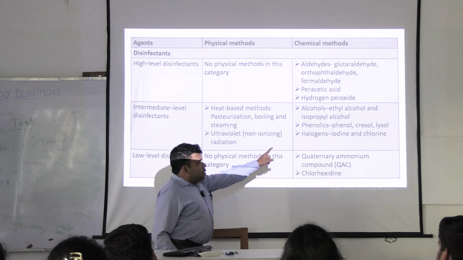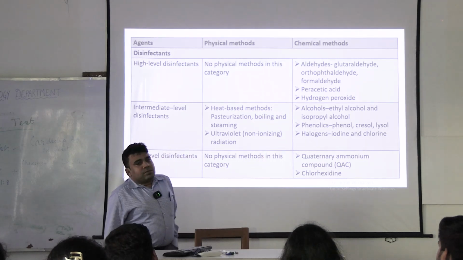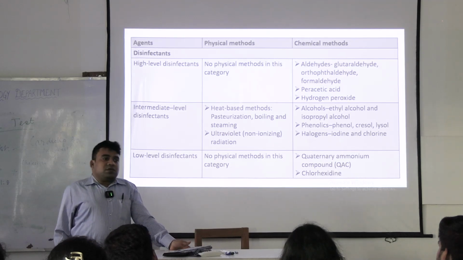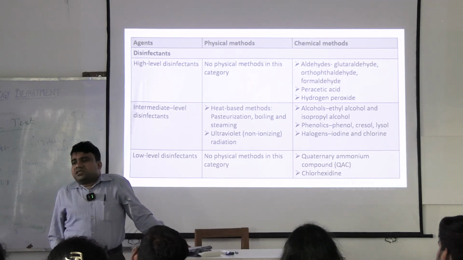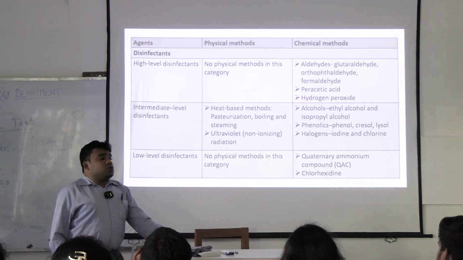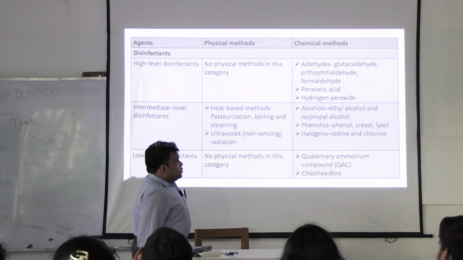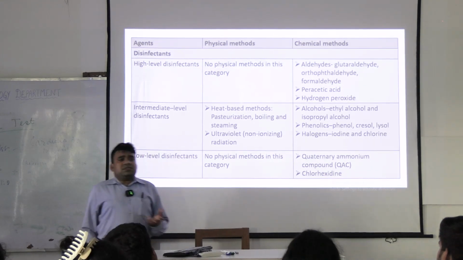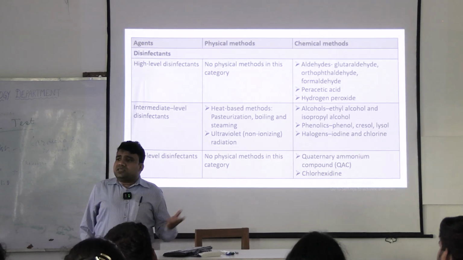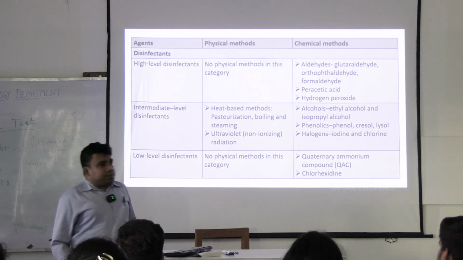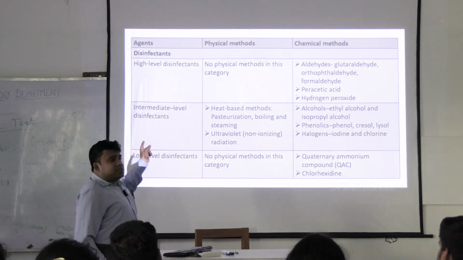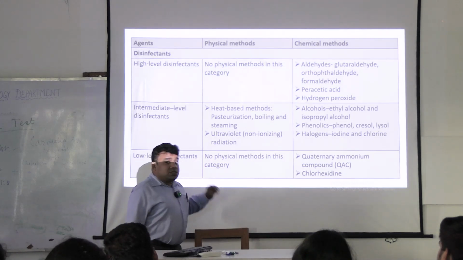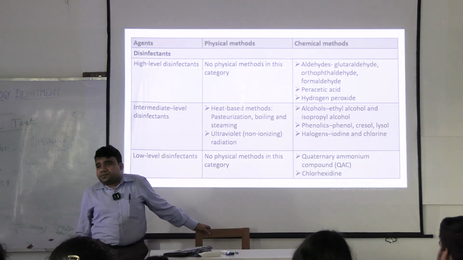More importantly, the alcohols that are used. If you remember, during the pandemic, the use of alcohol was promoted. The various types of alcohol, from isopropyl alcohol to absolute alcohol, are used. Then phenolics. Phenolics means agents containing phenols. Those are used to clean surfaces. It could be floor, walls, etc. They all comprise the intermediate level of disinfection. Another important intermediate level disinfection is the use of ultraviolet radiation.